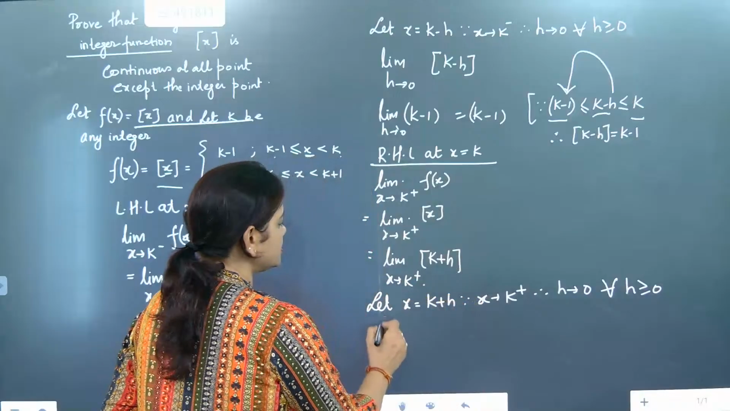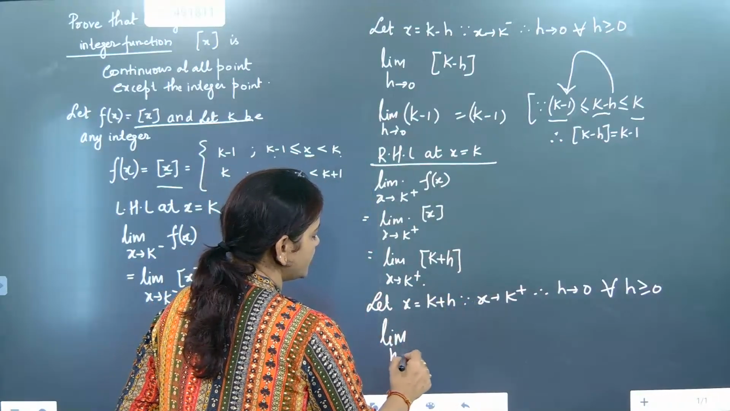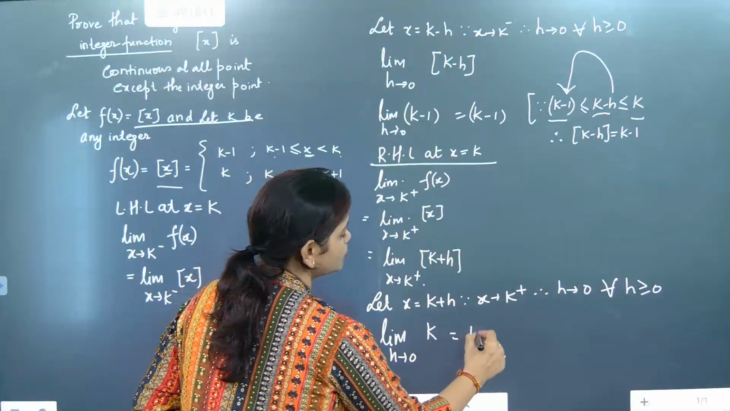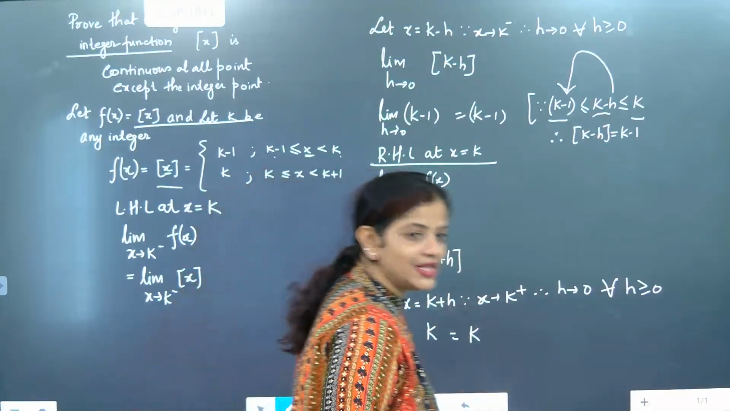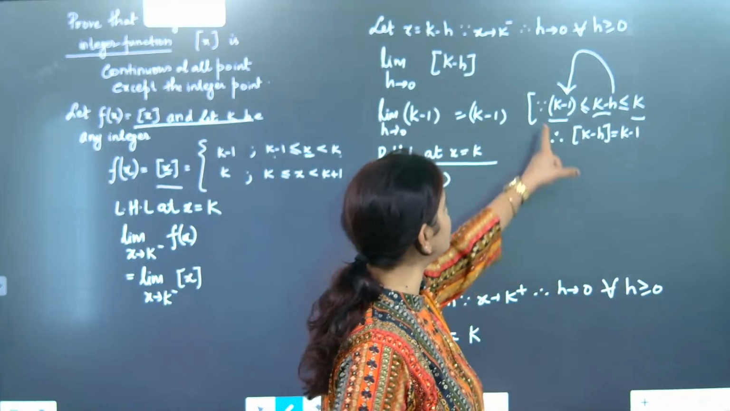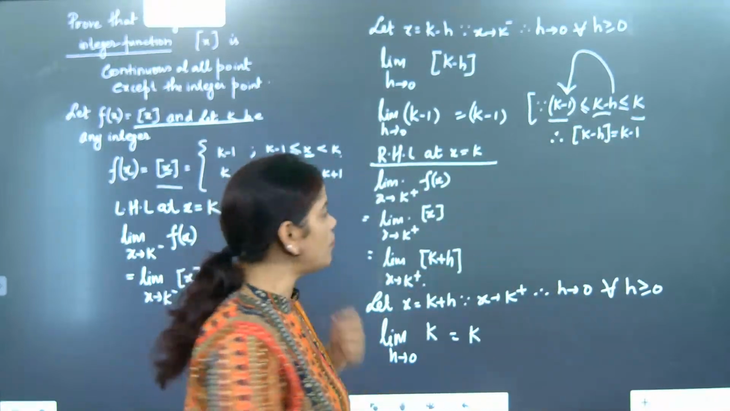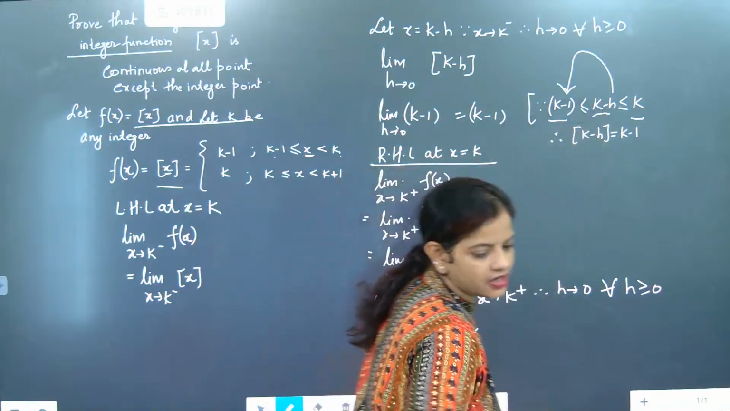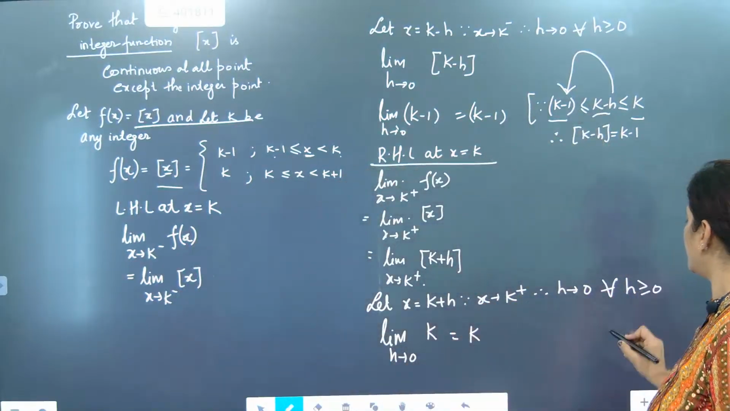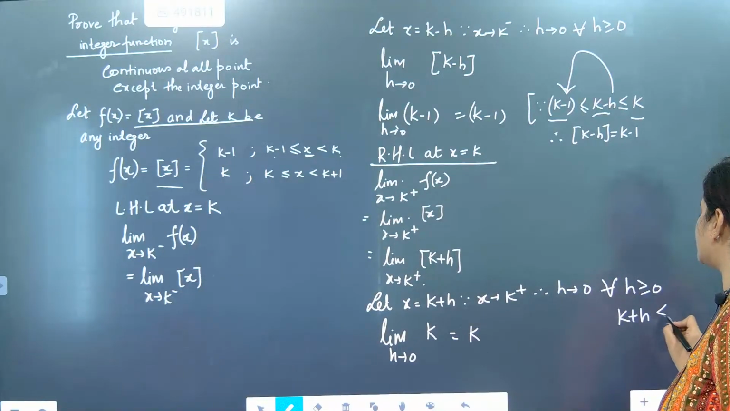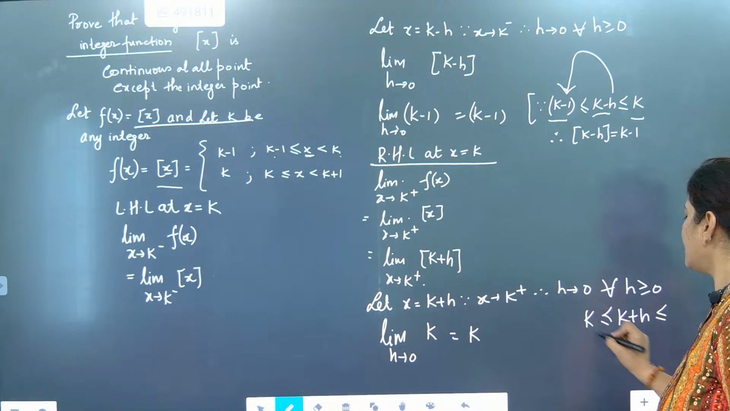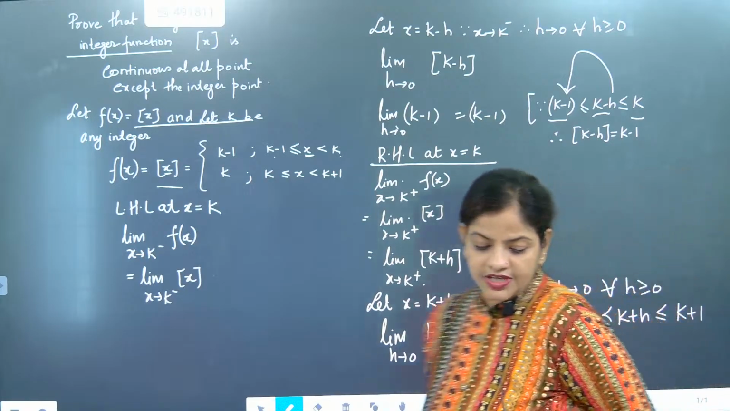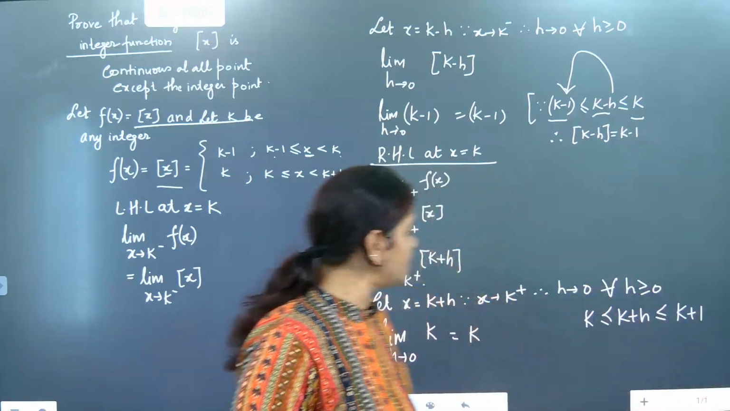Now once we have come till here, beta, what are we going to write? Limit h tends to 0. Now h is tending to 0, this is coming as k. So the overall answer is coming as k. Why is the answer coming as k, beta? Because here itself our answer is there. This time it is the greatest integer part. So greatest integer of h plus k, here it is k and this is k plus 1. Correct? Whatever part you are taking, k and k plus 1 is there.